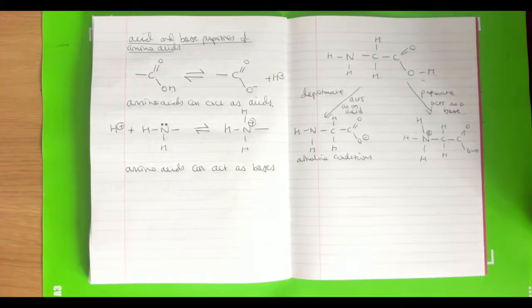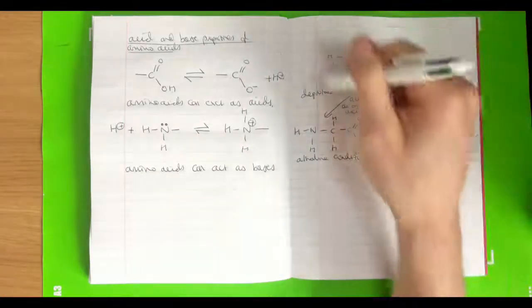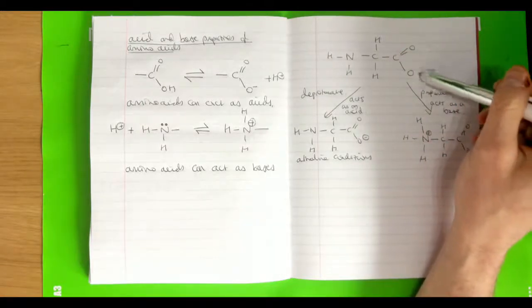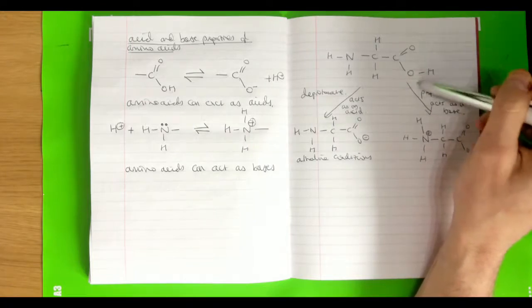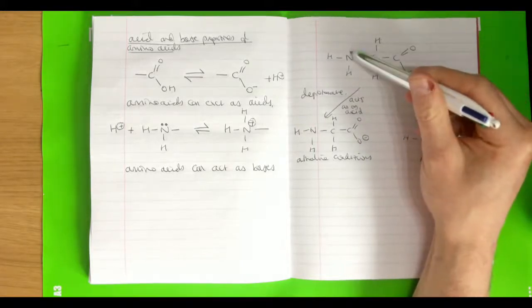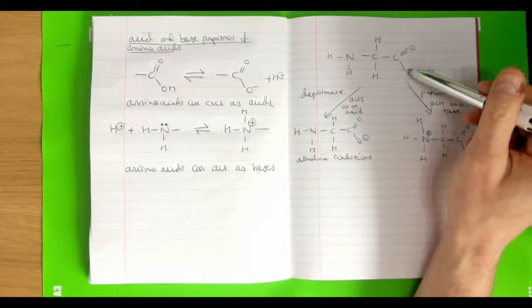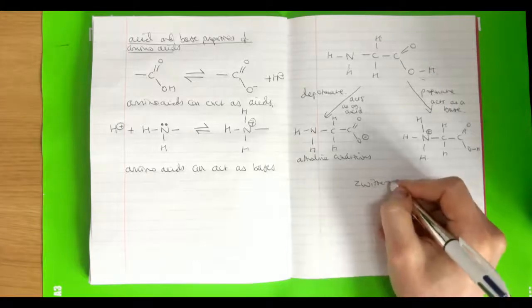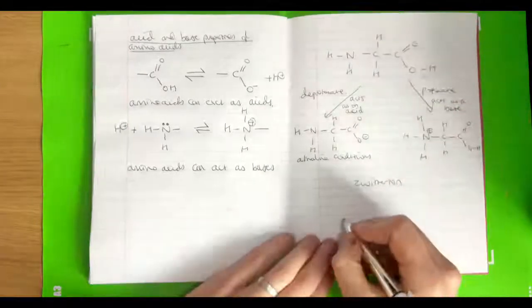Zwitter ions are ions that have both a permanent positive charge and a permanent negative charge, so that the compound is neutral overall. So let's draw the Zwitter ion of this structure here. Essentially what we've done is we've taken a proton off here, so we've deprotonated it here, and put that proton on here, so protonated it and deprotonated it at the same time. Alright, so the Zwitter ion, this is how you spell Zwitter ion, of glycine looks like this.